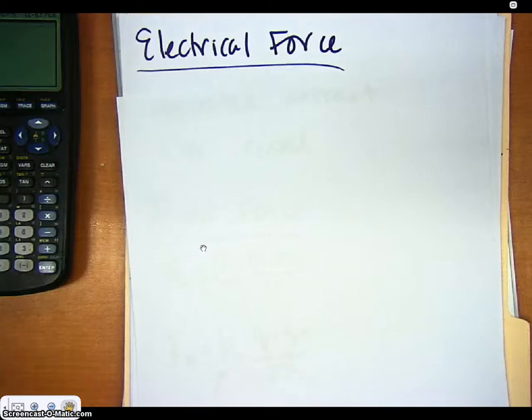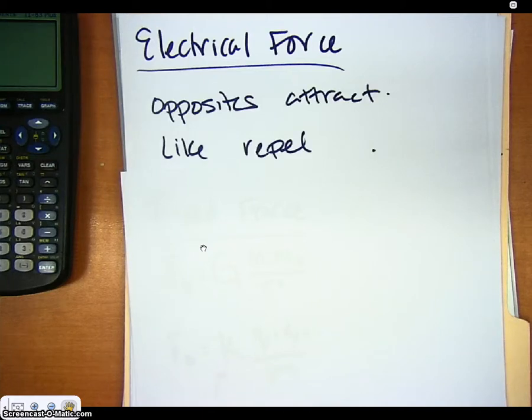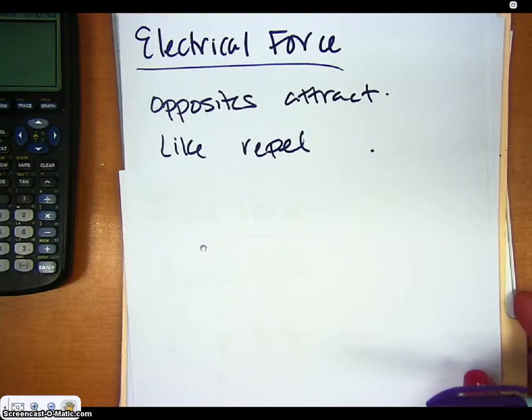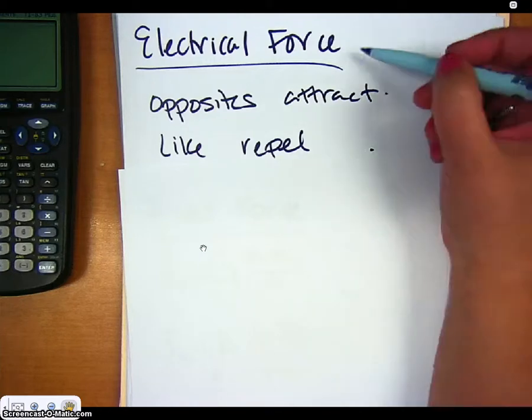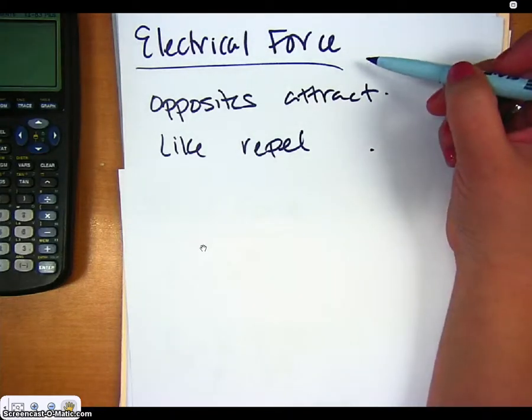Alright, so in this video I'm going to start to talk about electrical force. In the previous topic we learned about electrical charge, how objects became charged, and then we started to look into how charges interacted with one another. Based on our experimentation, we realized that opposite charges attract and like charges repel one another. Well, the attraction and repulsion between electrical charges is actually an electrical force.